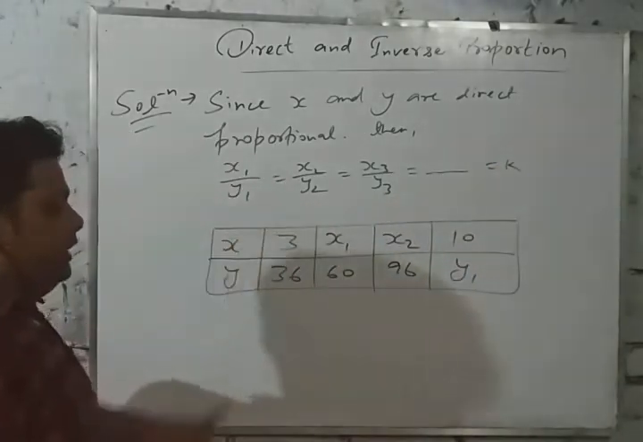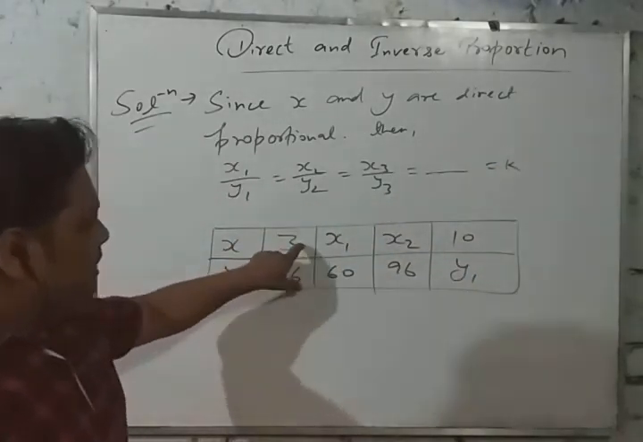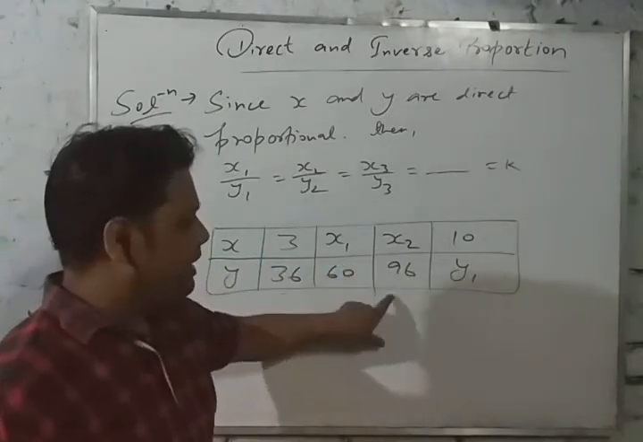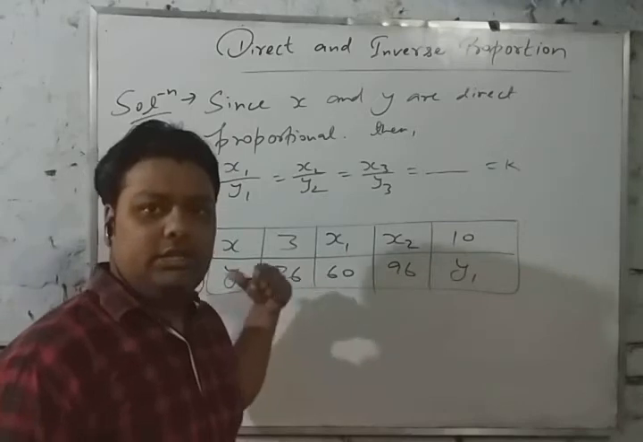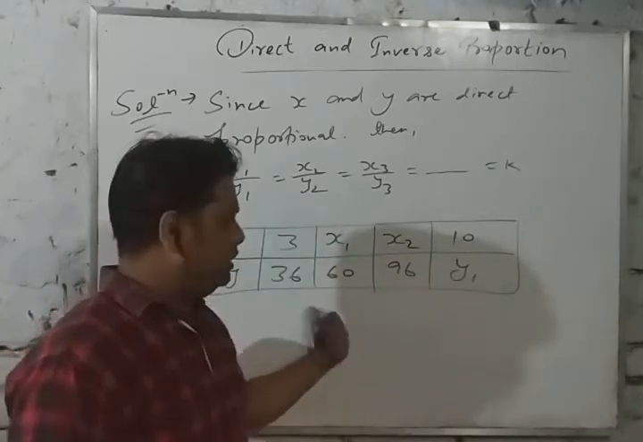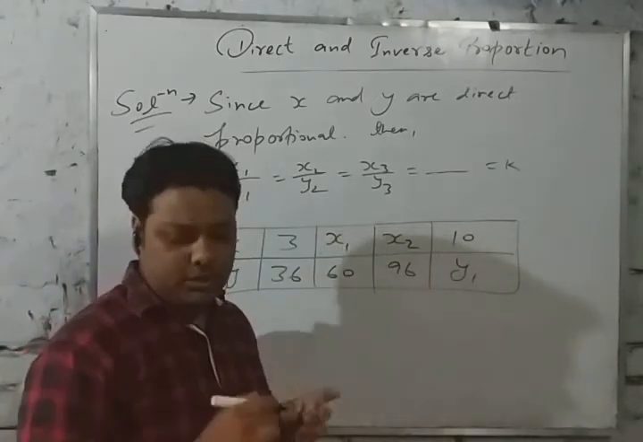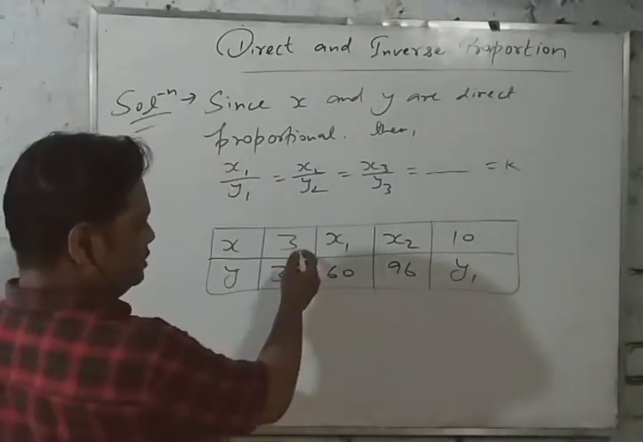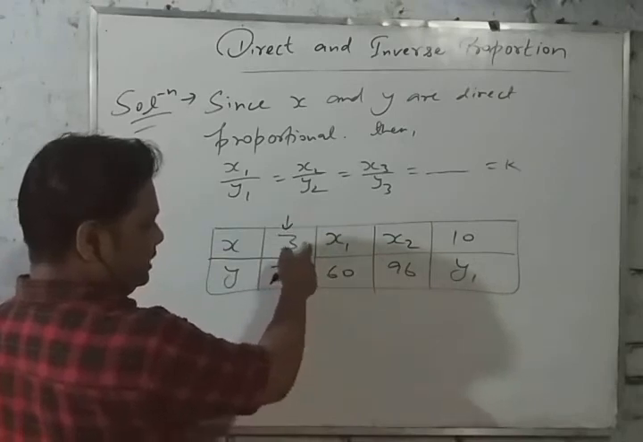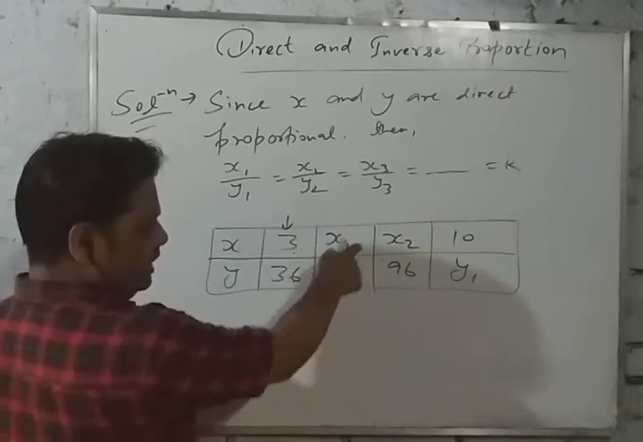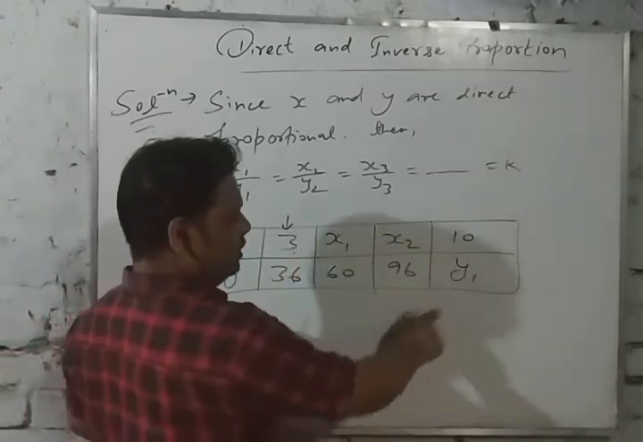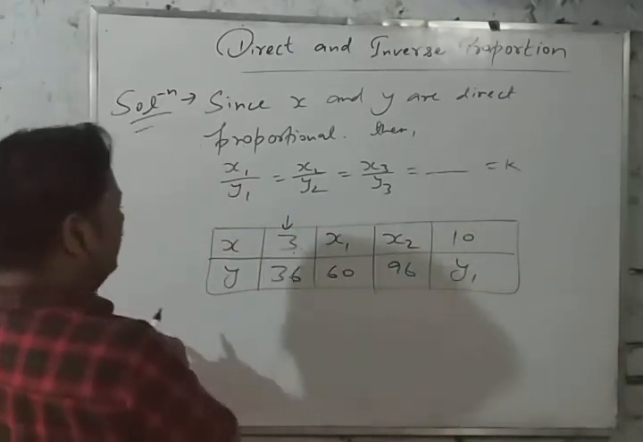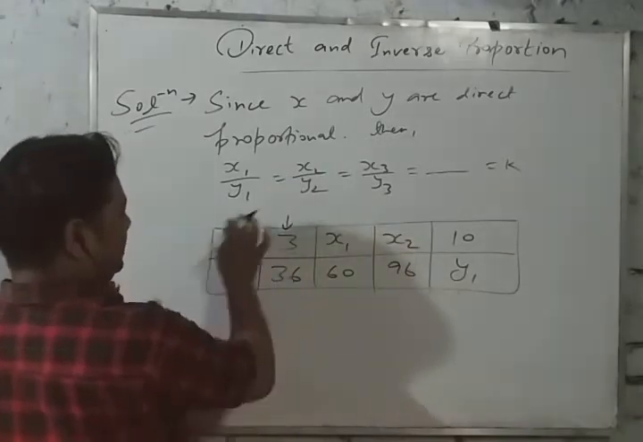Now it means that all the fractions, 3 by 36, x1 by 60, x2 by 96 and 10 by y1, are equivalent to each other. You can see where the values of x and y both are given in this table: 3 and 36. Here x1 is unknown, here x2 is unknown, and here y1 is unknown. So we will take this value as a whole.